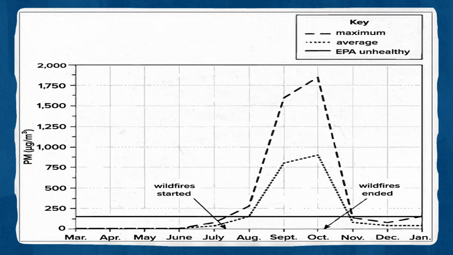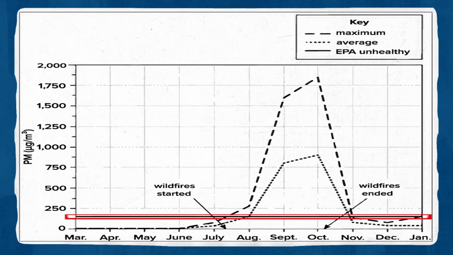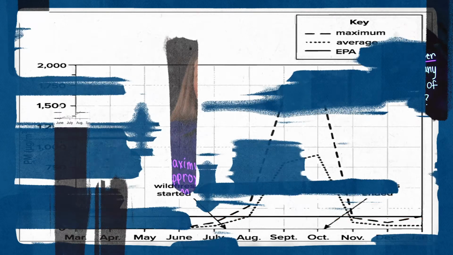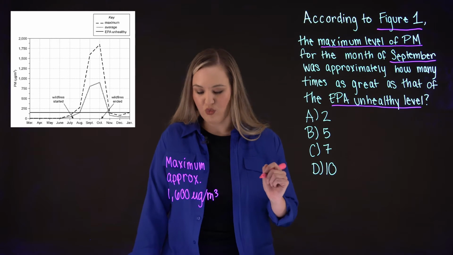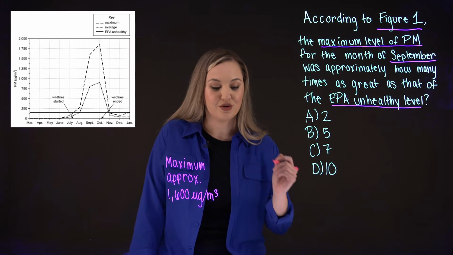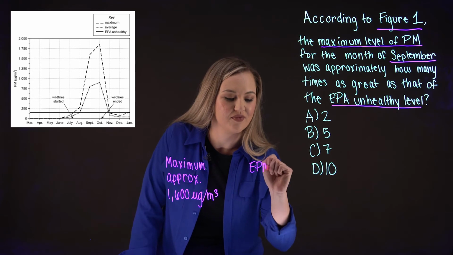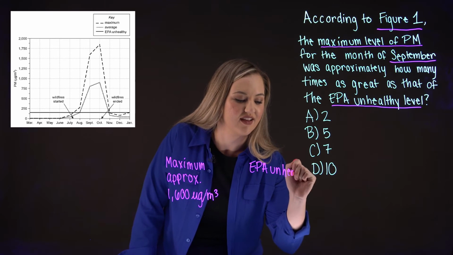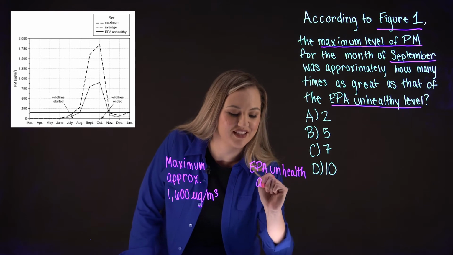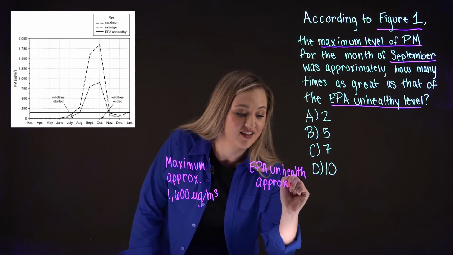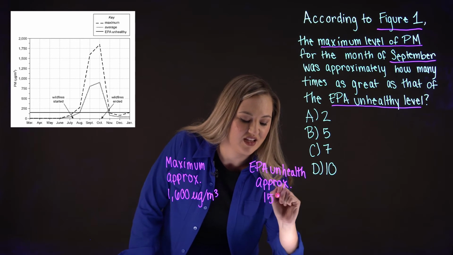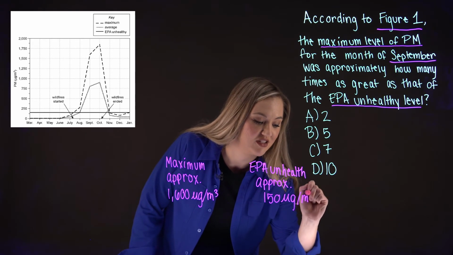So the question asks us to compare this maximum level of PM to the EPA unhealthy level. Now let's look back at the figure, and we notice that the EPA unhealthy level is a straight line. During any month of the year, this EPA unhealthy level remains unchanged. And we can see that it falls somewhere between 0 and 250 micrograms per meters cubed. So we'll estimate it to be about 150 micrograms per meters cubed. So the EPA unhealthy level was approximately 150 micrograms per meters cubed.